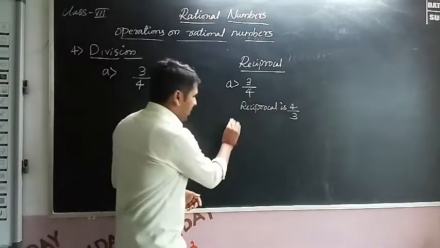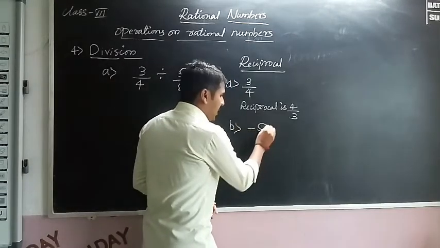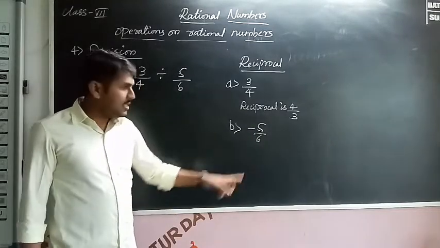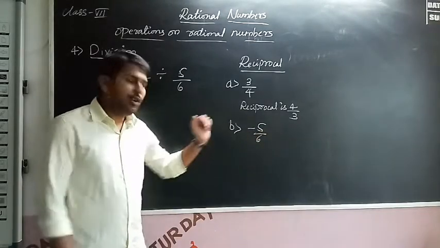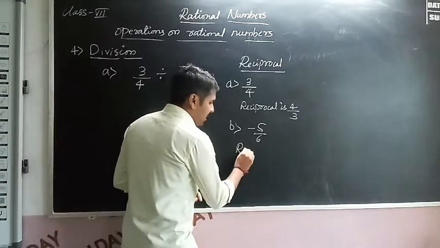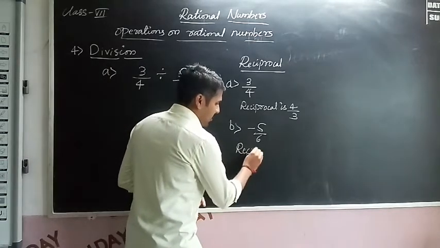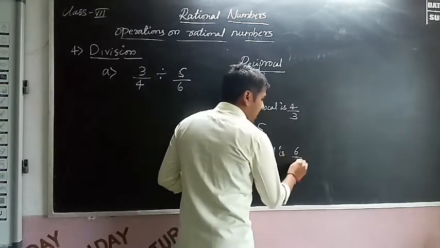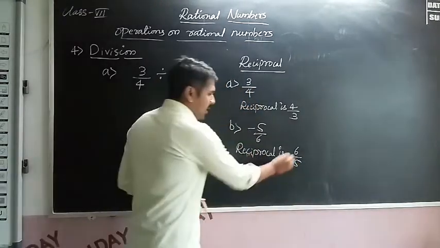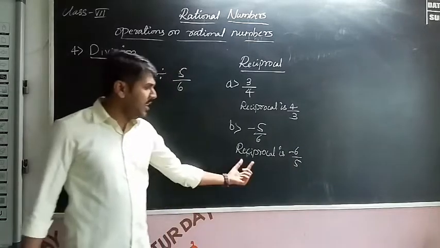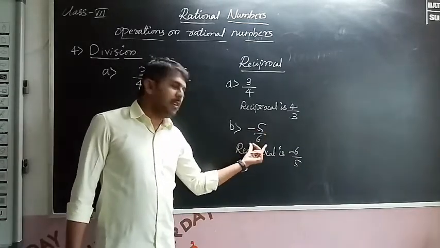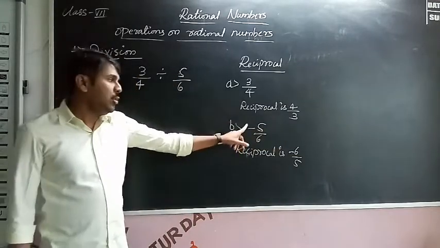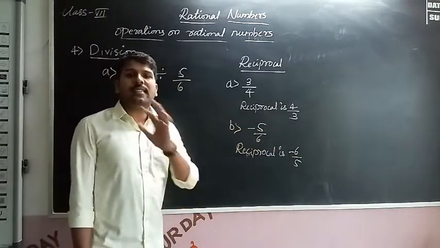So take another one, minus 5 by 6. What will be the reciprocal of minus 5 by 6? Just interchange the numerator and denominator. So the reciprocal is 6 by 5. Here minus is there, so take it as minus. So this is the reciprocal. Reciprocal of minus 5 by 6 is minus 6 by 5. Just interchanging the numerator and denominator, you will get the reciprocal.